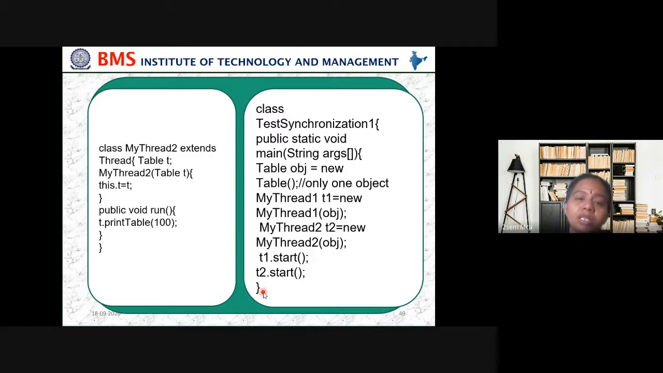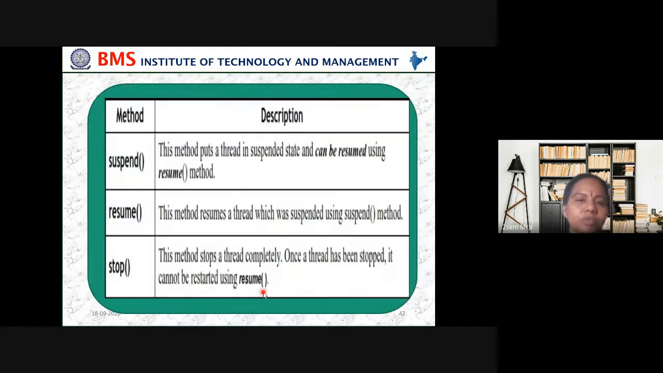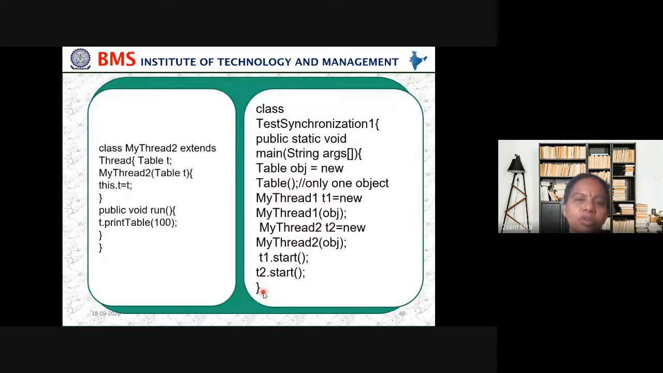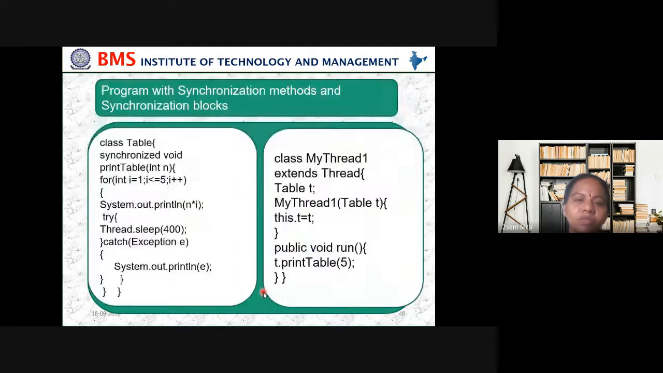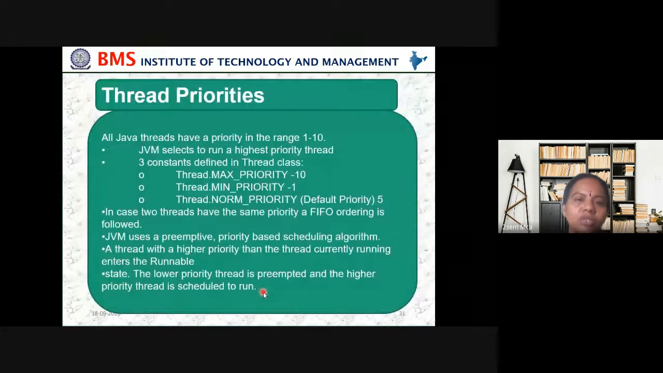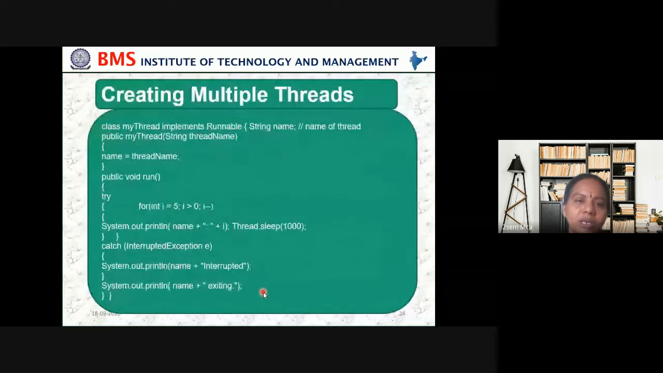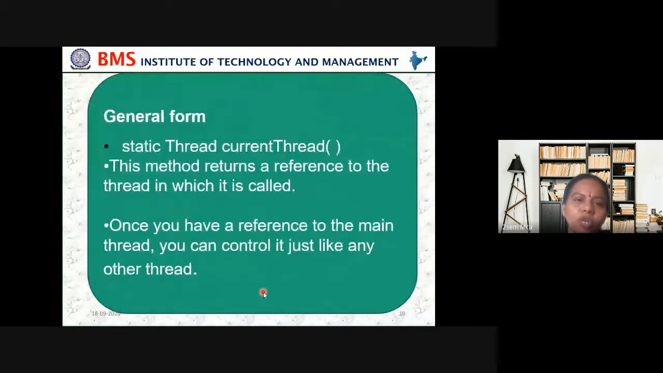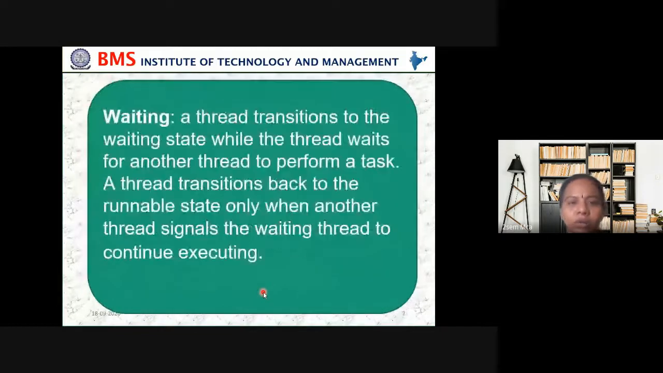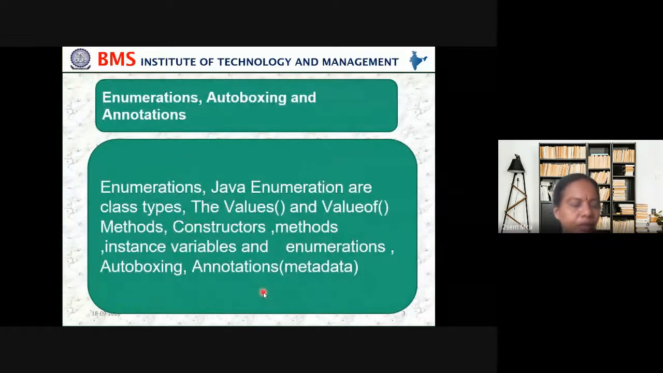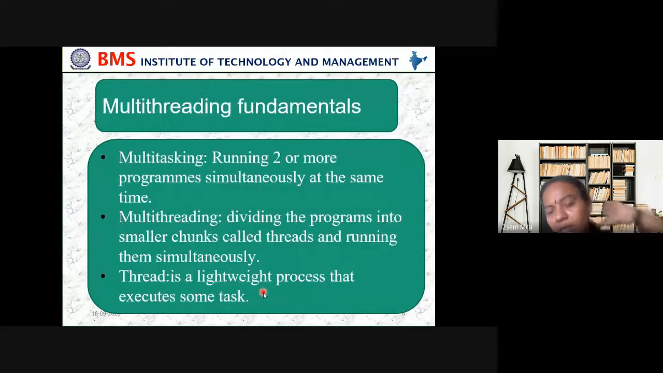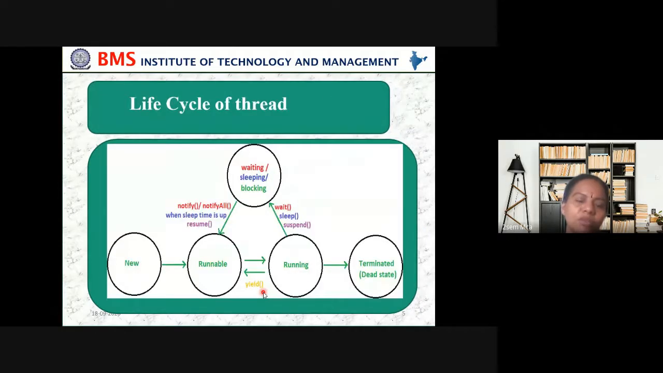So that's how the synchronized method and synchronized blocks are done in this program. Let me stop here. Before we stop, let us revise what we have done. Today we started with synchronization. In the last classes we have seen what multi-thread is, and the fundamentals: a task is running two or more programs simultaneously at the same time.